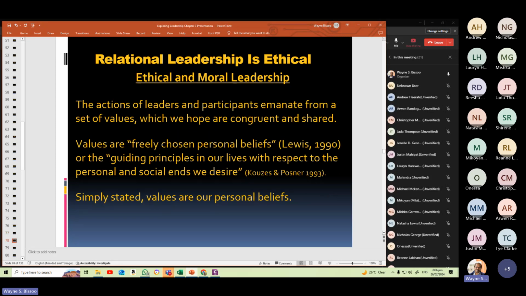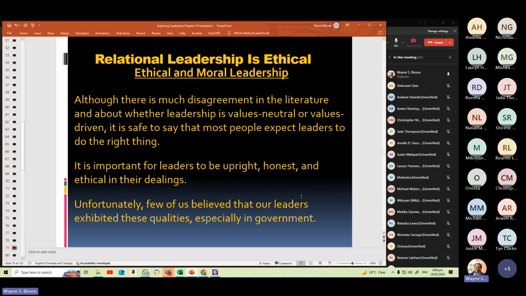Values are freely chosen beliefs, or the guiding principles in our lives with respect to your personal and social ends. Simply stated, values are our personal beliefs. But as a leader, your values have to be a little better than others because you are in the leadership position in the organization. That's an important thing you want to pay attention to.